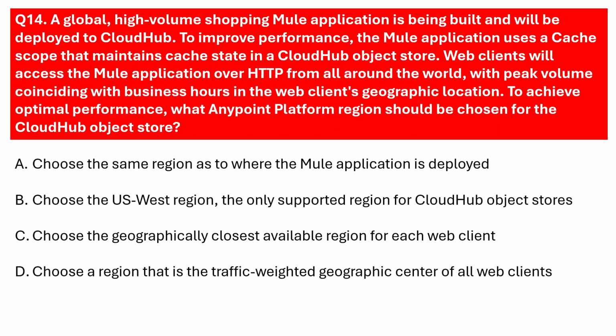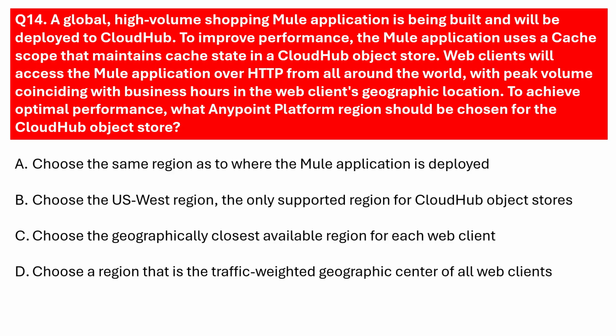Q14. A global high-volume shopping Mule application is being built and will be deployed to CloudHub. To improve performance, the Mule application uses a cache scope that maintains cache state in a CloudHub object store. Web clients will access the Mule application over HTTP from all around the world, with peak volume coinciding with business hours in a web client's geographic location. To achieve optimal performance, what Anypoint platform region should be chosen for the CloudHub object store?